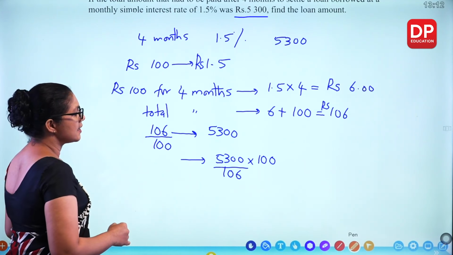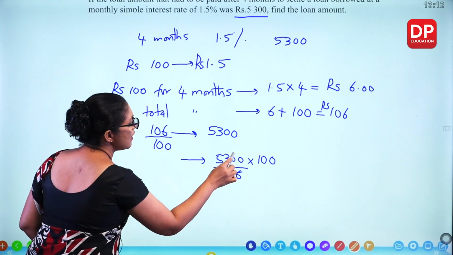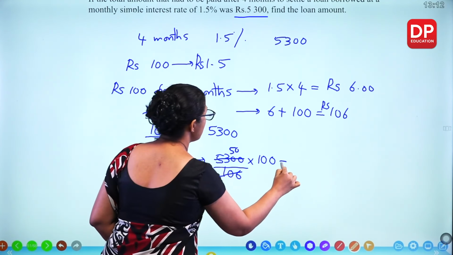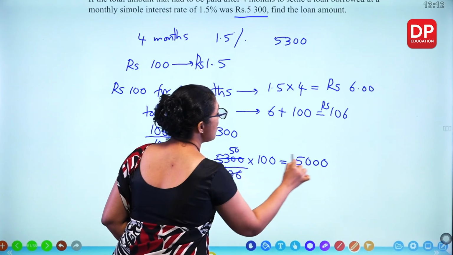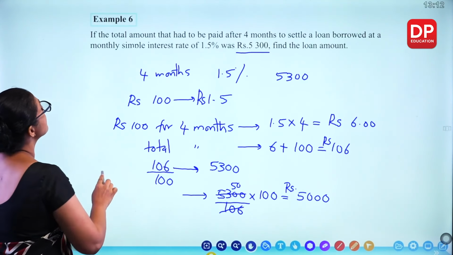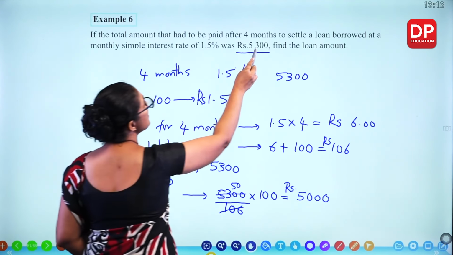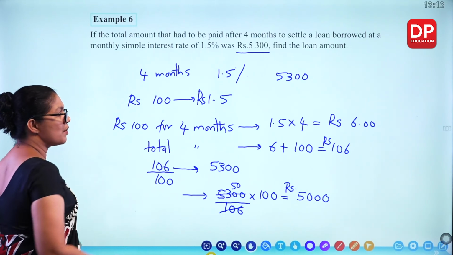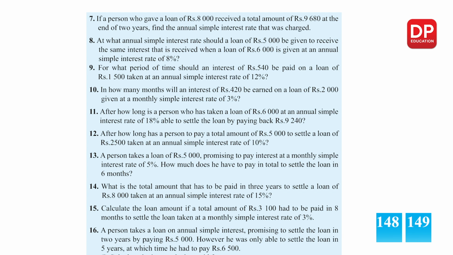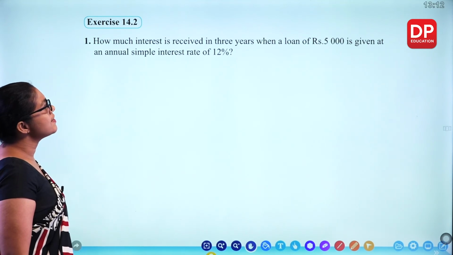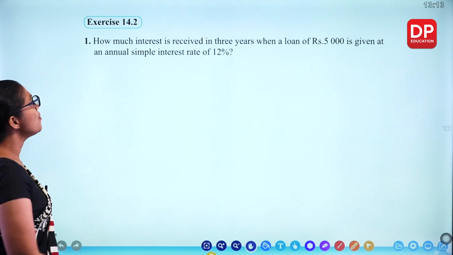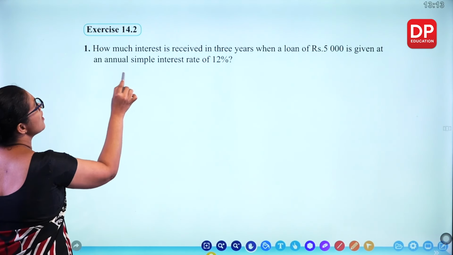So when you do the calculations, 5 times this, you get 530. So this is 50. So 50 times 100 is 5,000 rupees. So the answer they asked, if the total amount, this is with the interest, find the loan amount, is only 5,000 rupees. Exercise 14.2. How much interest is received in 3 years when a loan of 5,000 is given at an annual simple interest rate of 12%?